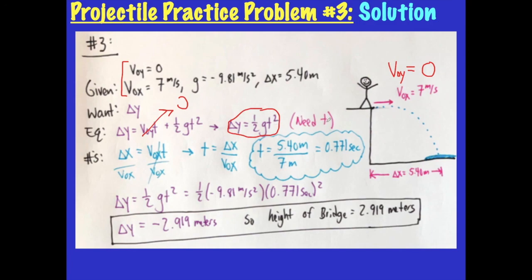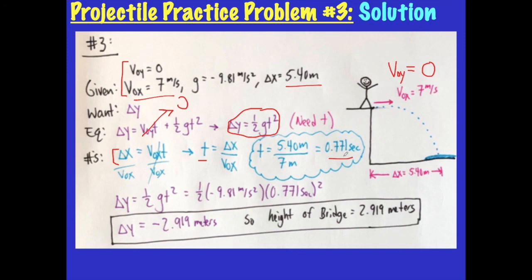So I'm going to say I need time. I'm going to go look at my x equation, and I say, okay, delta x equals V0x times time. And I look back up and I'm like, oh, that's cool, because we have delta x is 5.4 meters and we have V0x is 7. So we can actually use our information in the x direction to get time. You can see here I solve the time equation is just equal to delta x over V0x. And you plug and chug and you get, it took about 0.771 seconds for that stone to hit the water.